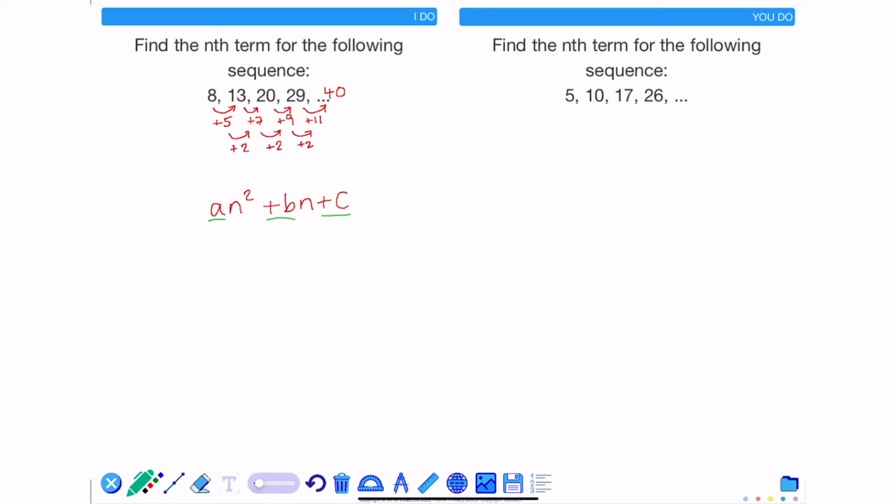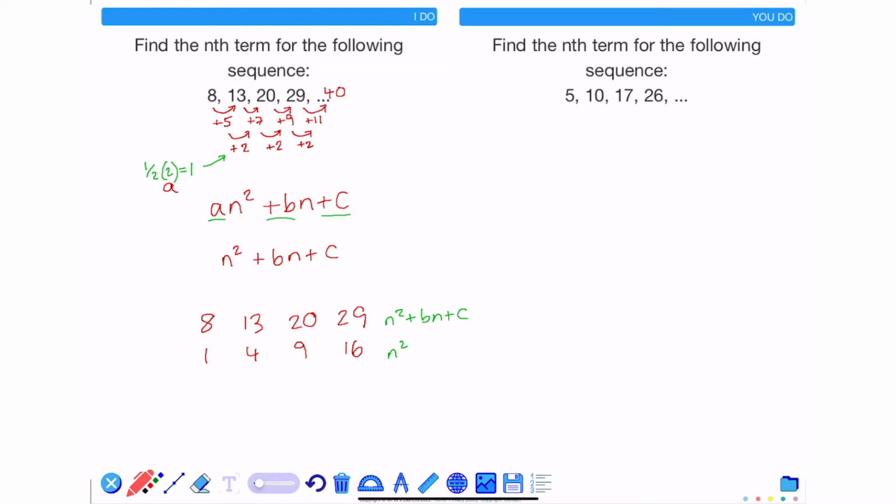To find the value of a, it's half the second line of difference. So a half of 2 is equal to 1, and this is the value of a. So my rule is n squared plus bn plus c. Now my sequence is 8, 13, 20, 29, and I now know that it's based on n squared plus bn plus c. The sequence n squared is 1, 4, 9, 16.